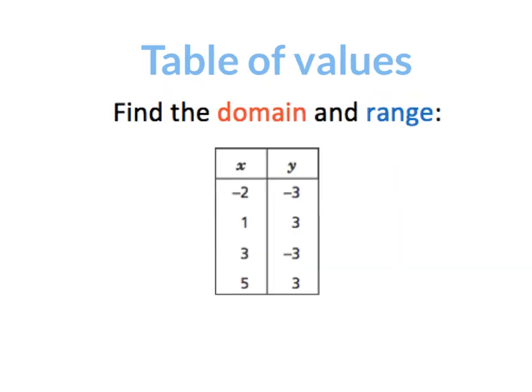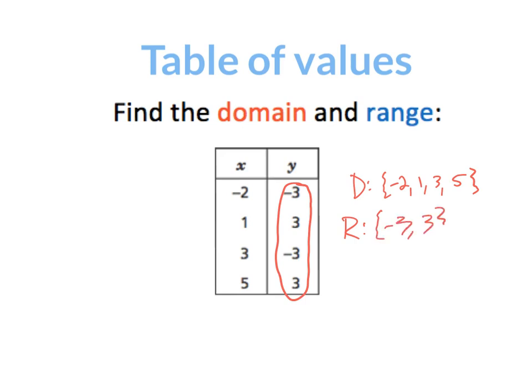So again, when you're given table values, it's just the X values, you list them. For tables, if I were to list these numbers least to greatest, it looks like -2, 1, 3, and 5. It looks like it's in order for the rows there. The range, remember, is your Y values, and again, we don't repeat values. So if you see -3 twice, we're only going to list it once. So the range here would actually only be 2 values: just -3 and 3.